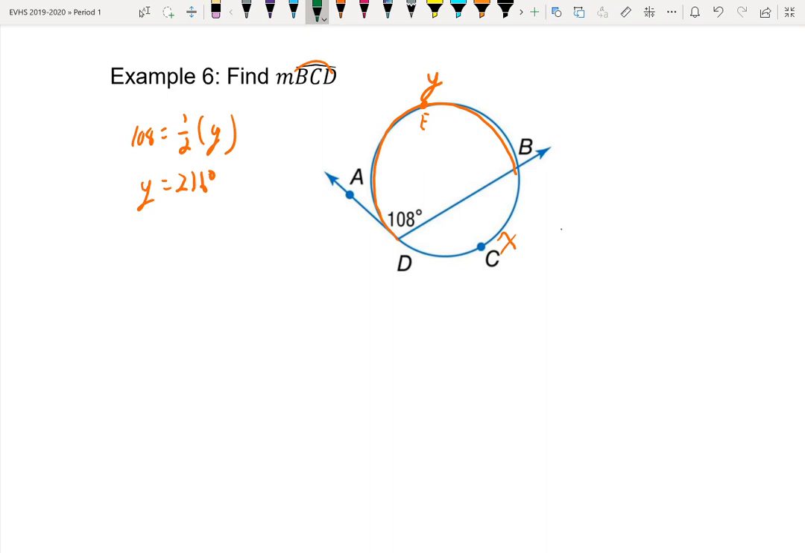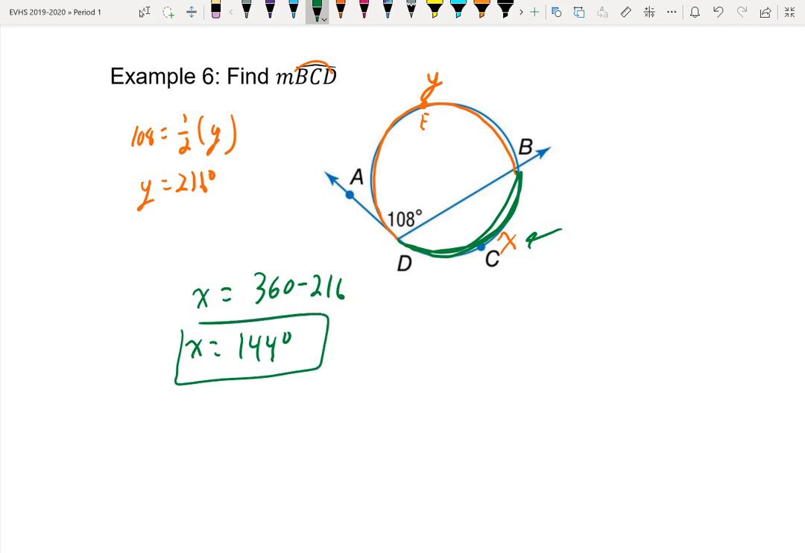Then to find X, we're just going to subtract. Since there's only 2 arcs in this entire circle, we know that X plus Y has got to equal 360. So 360, well, I'm sorry, X equals 360 minus Y, which is 216. Therefore, X is 144 degrees.